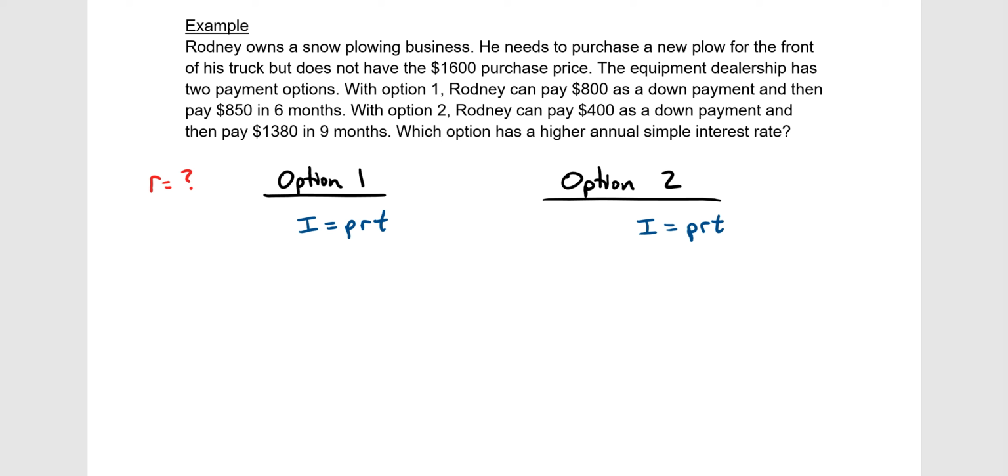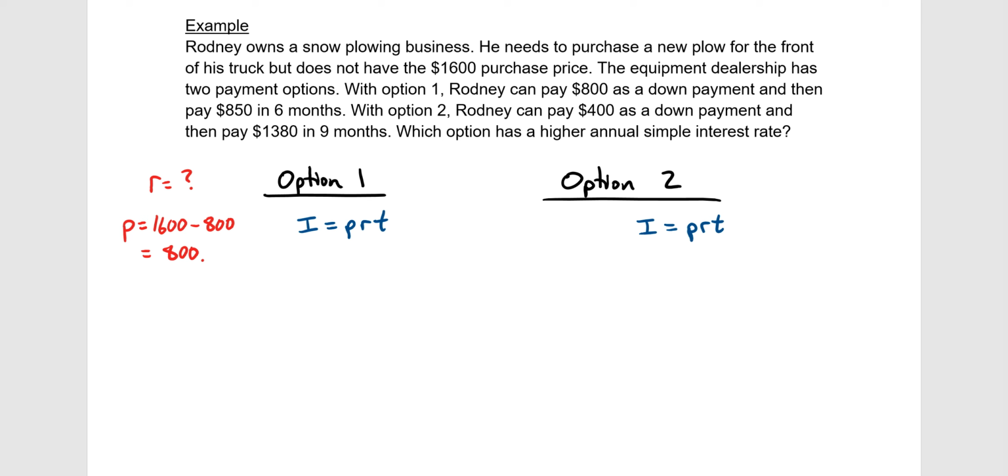We know that the principal here for option number 1 is going to be using that $800. If he pays $800 as a down payment, then the amount that he borrows is the total amount minus that $800, which is $800. So he does not borrow this $800 because he uses it as a down payment. So if he pays $800, there's $800 remaining that he has to borrow. So that's going to be P.